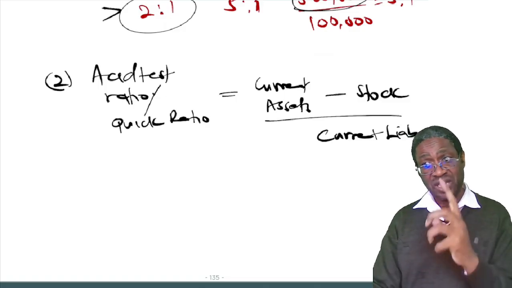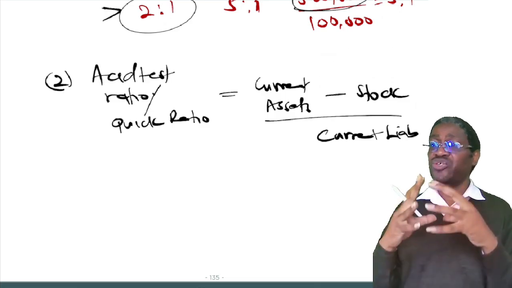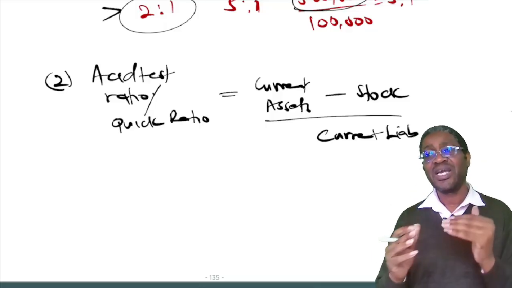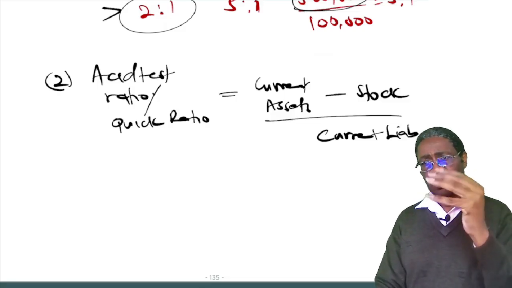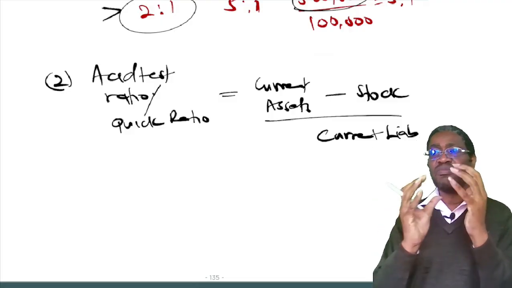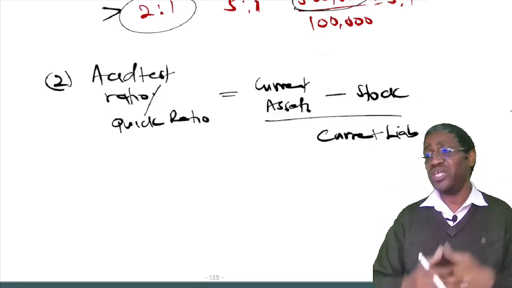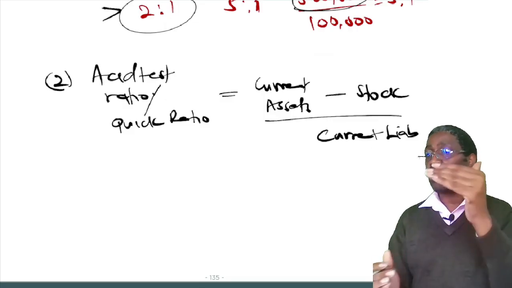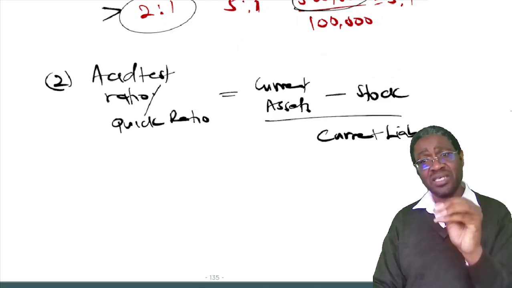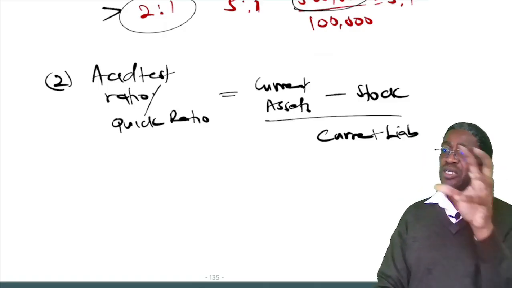Therefore, to get a clearer picture as to whether your company is able to pay the current liabilities or not, we calculate the liquid assets. Meaning, take your current assets, you minus stocks. Once you minus stocks, you remain with the liquid assets, those which can easily be converted into cash within a short period of time. Then you compare them with the current liabilities. So we say that is an acid test ratio, or a quick ratio.